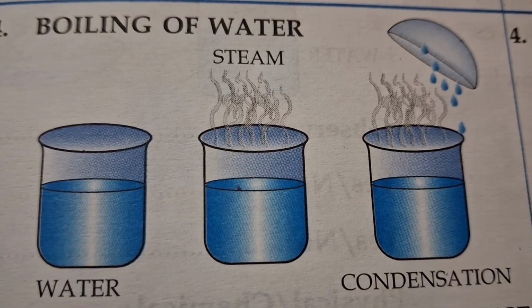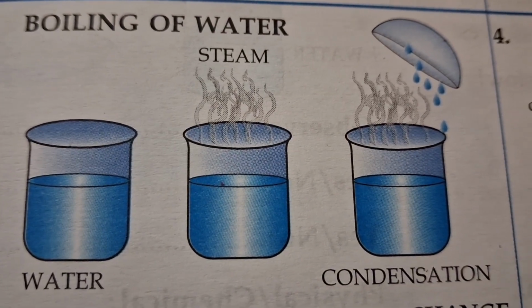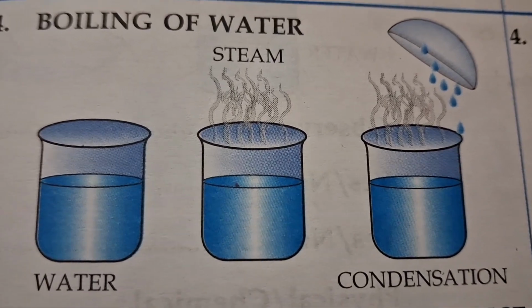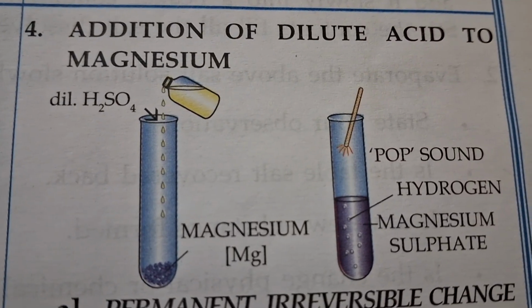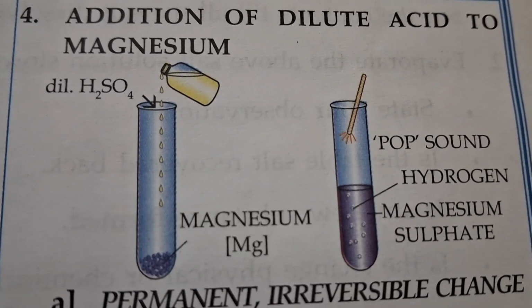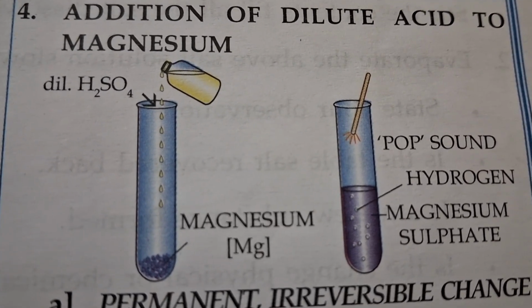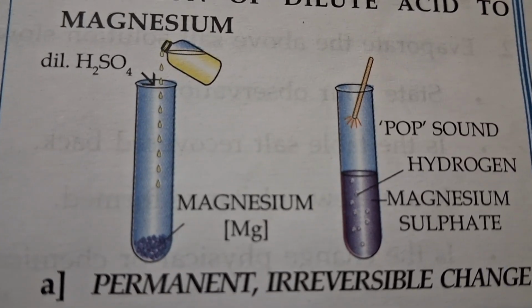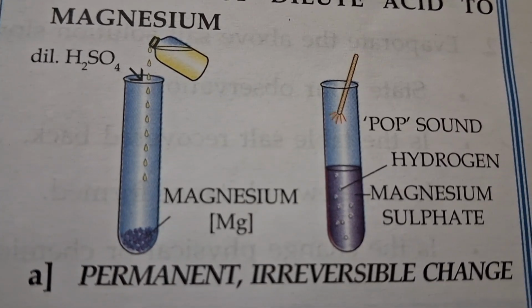Evaporation of water is a physical change because on collecting the vapors, again it condenses back and you get the water. So it is a physical change. Whereas addition of dilute acid to magnesium, a new substance is formed. So magnesium reacts with the acid to form magnesium sulfate and hydrogen gas is given out. So it's a permanent and irreversible change.